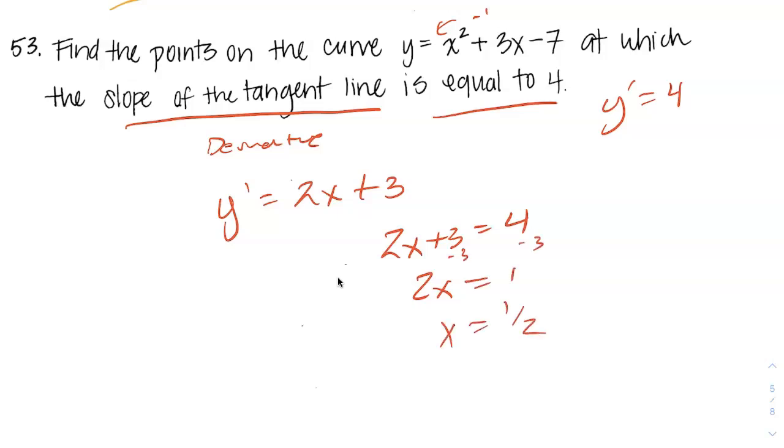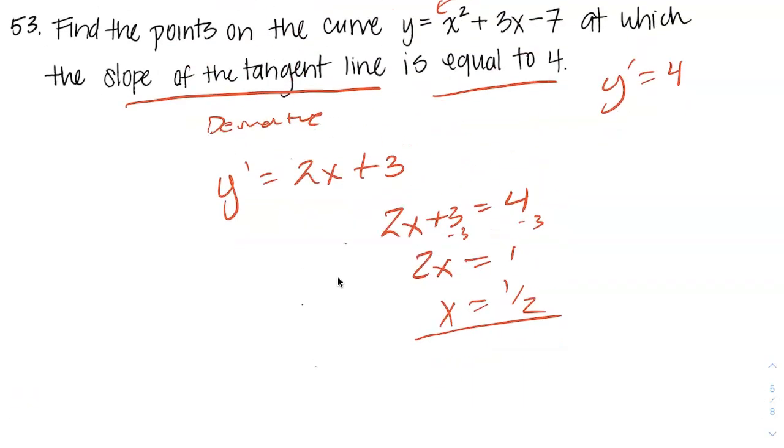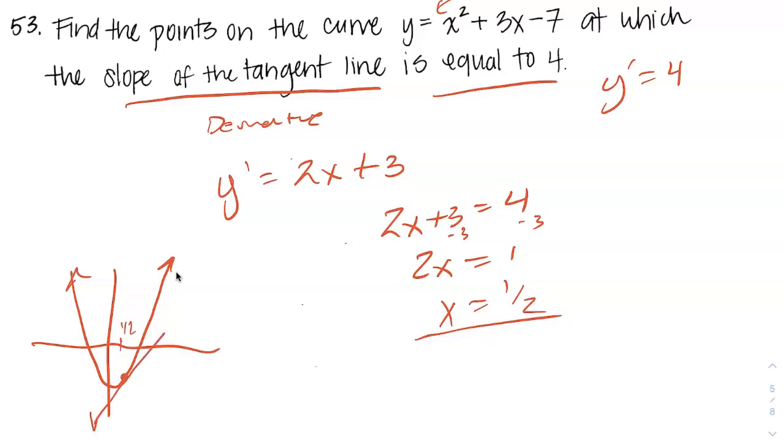There we go. If you wonder what we're doing there, let's look at the graph, a parabola like this. We're trying to figure out where the slope of the tangent line of this curve equals 4. That's what happened at 1/2. So we draw a tangent line there, and the slope of that line would be 4. That's what was going on. That's what we found.